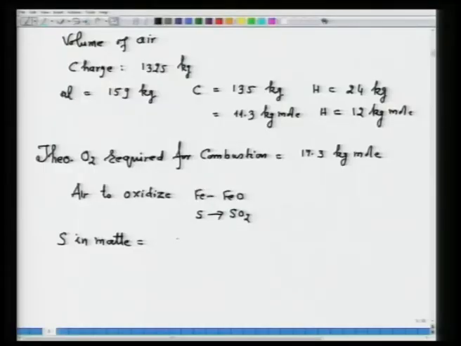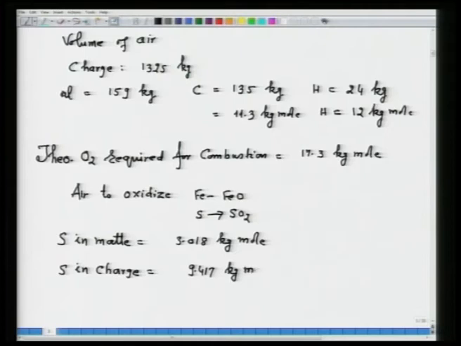So, sulfur in mat is equal to 3.018 kg mole. You know, sulfur in mat consists of Cu2S and FeS, and you have to convert it and get sulfur in mat. So, now sulfur in charge will be equal to 9.417 kg mole. You have to see the sulfur which is entering into the furnace from the different sources, you do that and you will get this value.